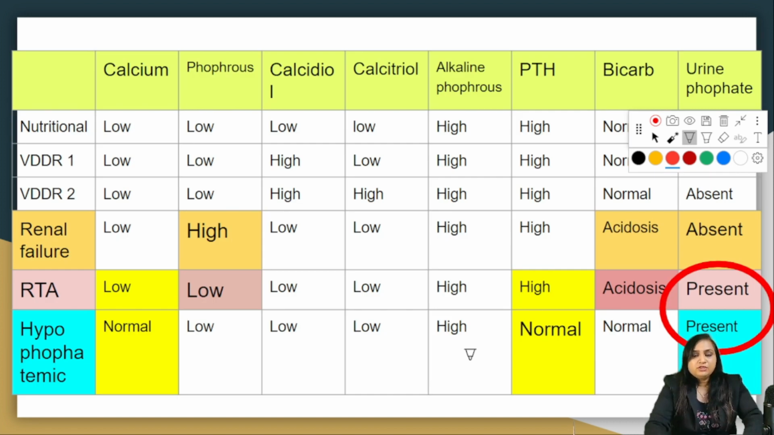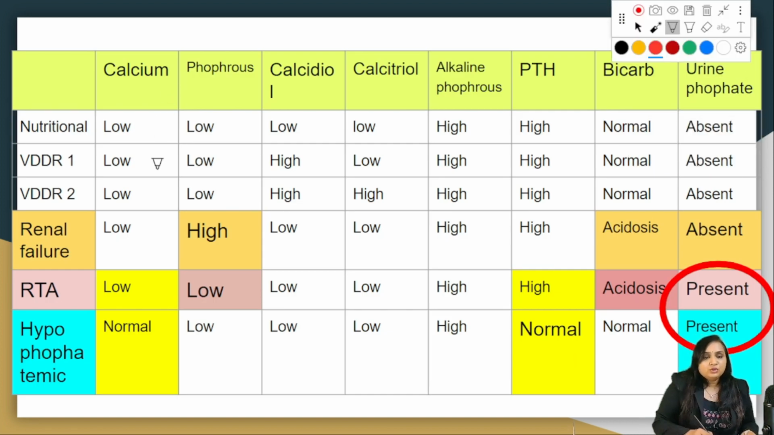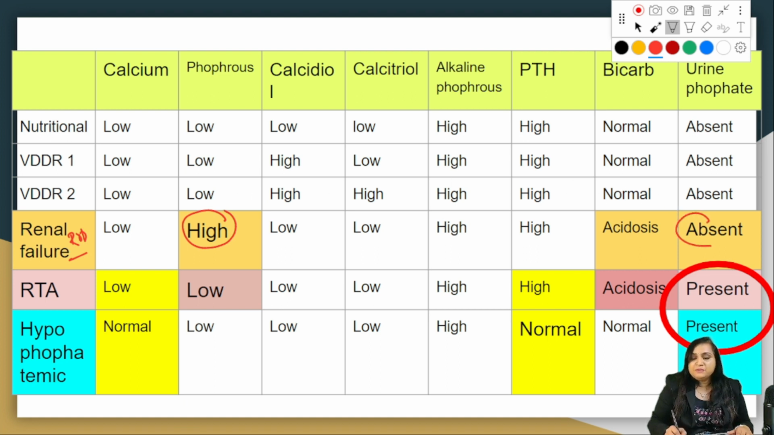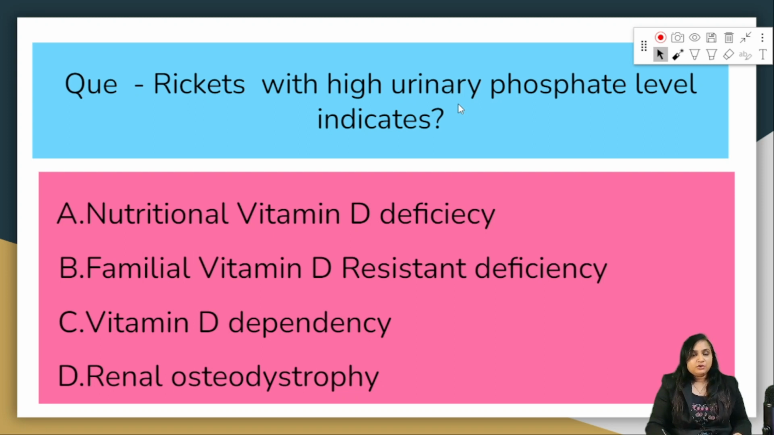And this is the table that has to be kept in mind to differentiate these two questions. See, in renal failure, that is renal osteodystrophy, the patient will have a serum phosphorus on the higher side, and there will be absent urinary phosphate, in contrast to RTA, where there will be a low serum phosphorus and a high urinary phosphate. Acidosis will be present in both, PTH will be high in both. One more feature which differentiates renal osteodystrophy from RTA is the level of blood urea and serum creatinine. So the next question is, rickets with high urinary phosphate level indicates.